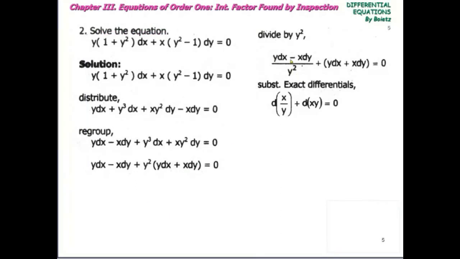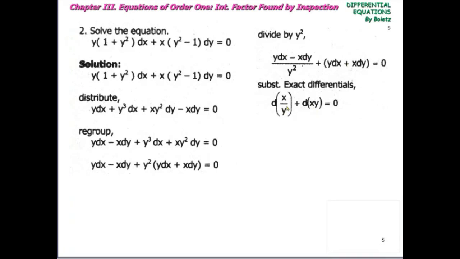So this will become y dx minus x dy all over y squared plus, excuse me, y dx plus x dy equals 0. So substitute the exact differential. Again, this one is the derivative of x over y. Ito. Eksakto yon. So ano mo derivative nito? All over y squared yan, di ba? Tapos y muna, derivative ng x dx, then minus x derivative ng y. So ito yun. And this one is exactly derivative nito.